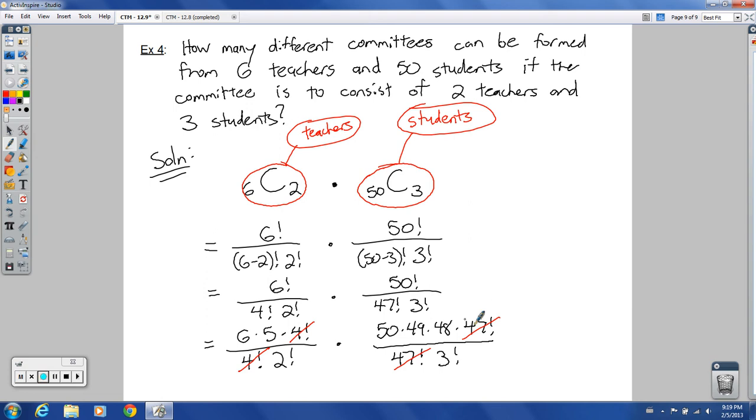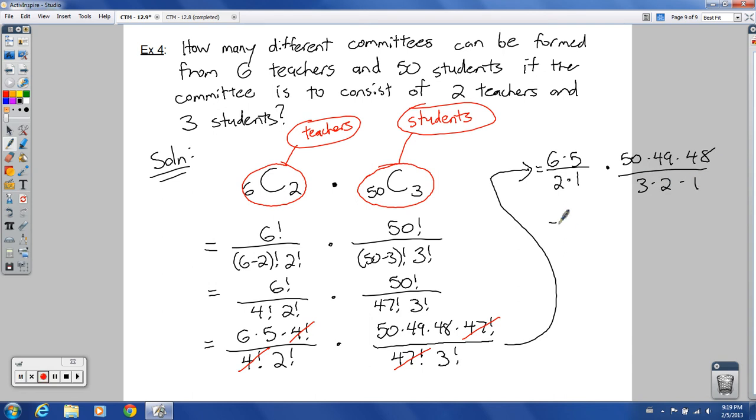And so from there, I'm going to continue this up here. You probably have more space on your paper. I want to keep this all in the same place though. This would equal 6 times 5 on the top, and you've got 2 times 1 on the bottom. Then here you have 50 times 49 times 48 on the top over 3 times 2 times 1 on the bottom. So let's cancel what we can here.